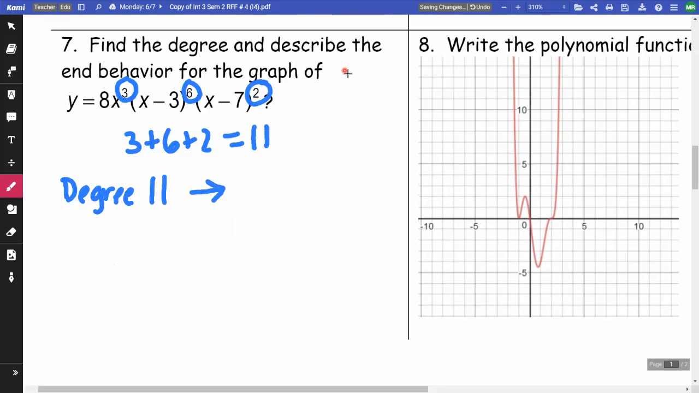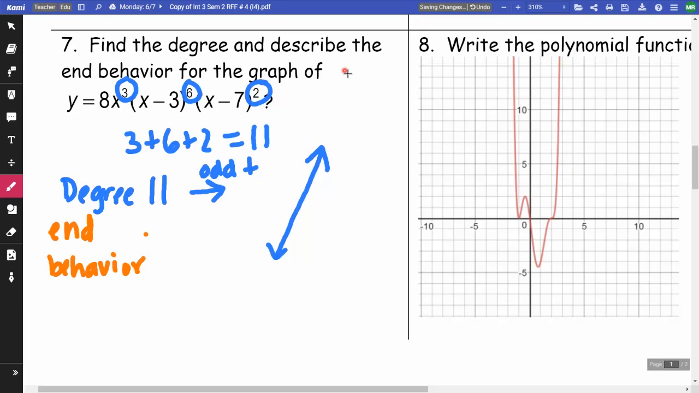And so what that means is, since it's an odd positive, it's like an increasing line. Increasing lines start below and end above. So my end behavior is going to be down, up. I'm starting below and ending above.